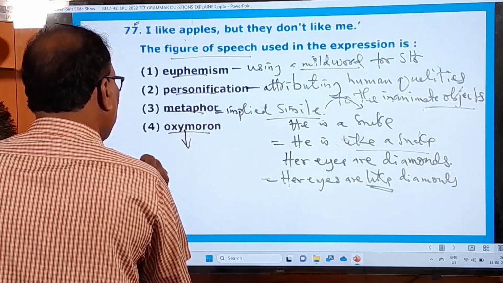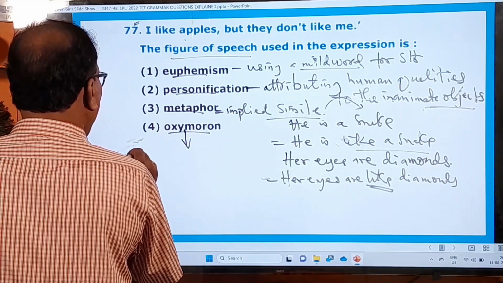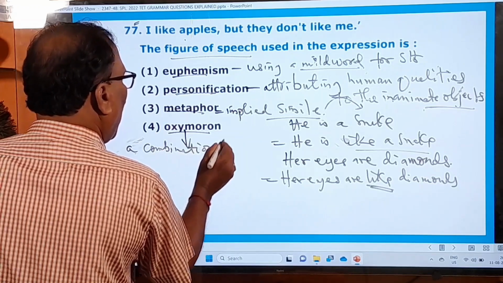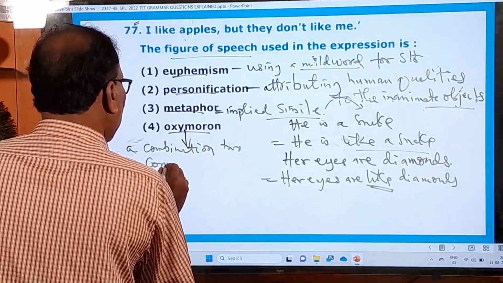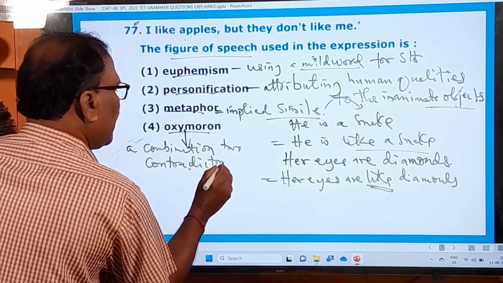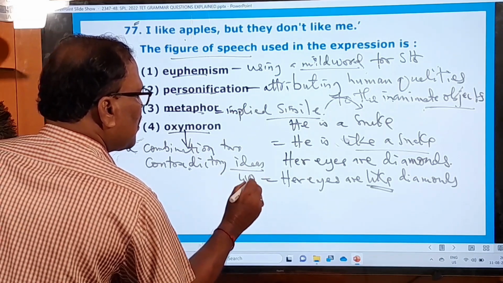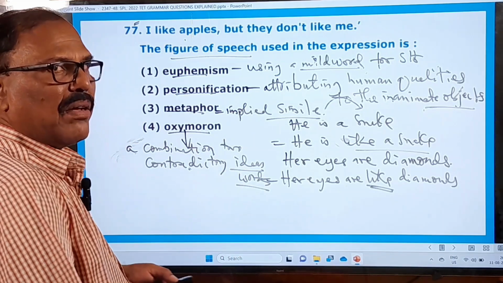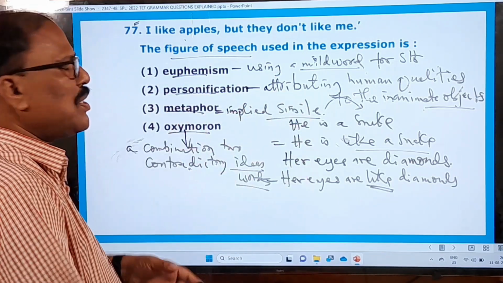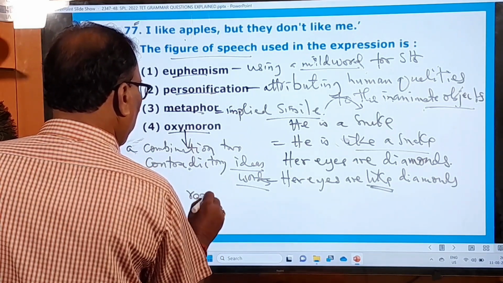Oxymoron is there. Oxymoron means what? Using a combination of two contradictory ideas or words to create some lightness or silliness. అలా చేయడం ఆక్సిమోరాన్ అంటాం. ఆక్సిమోరాన్ అంటే ఫర్ ఎగ్జాంపుల్, regularly irregular.